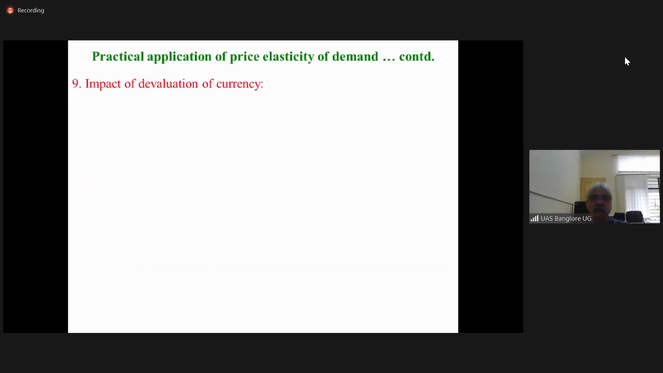Then ninth one is impact of devaluation of currency. Any idea as to what is devaluation of currency? Anyone? Devaluation of currency. Anyone? No? Somebody in the chat box.